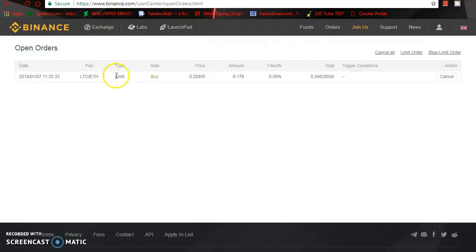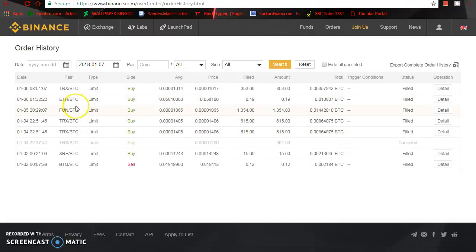I have already put an open order, meaning I have already put a purchase of Litecoin through Ethereum, as you can see. So you can see in open orders, order history. Let me show you some of my order history. These are my order history. As you can see, failed, cancelled, and this is failed also. So I purchased lots of coins: Tron, Funcoin, Ethereum, Litecoin is on the way, Bitcoin Gold, XRP, Ripple.